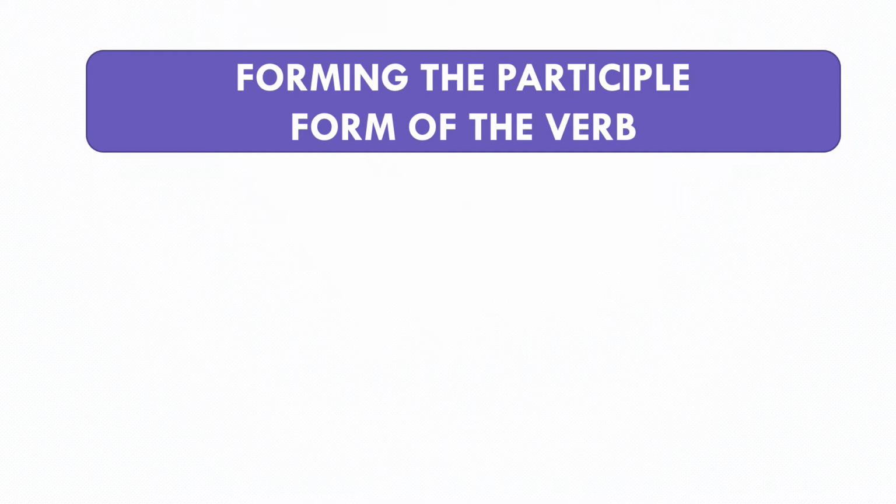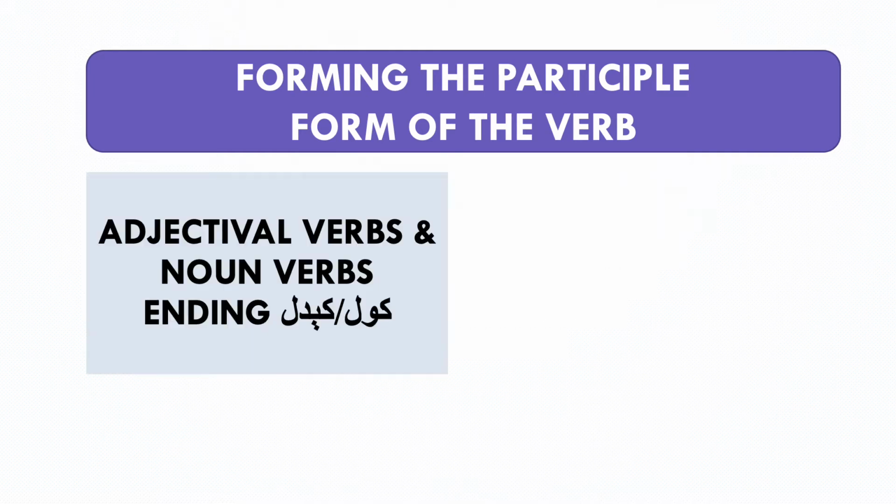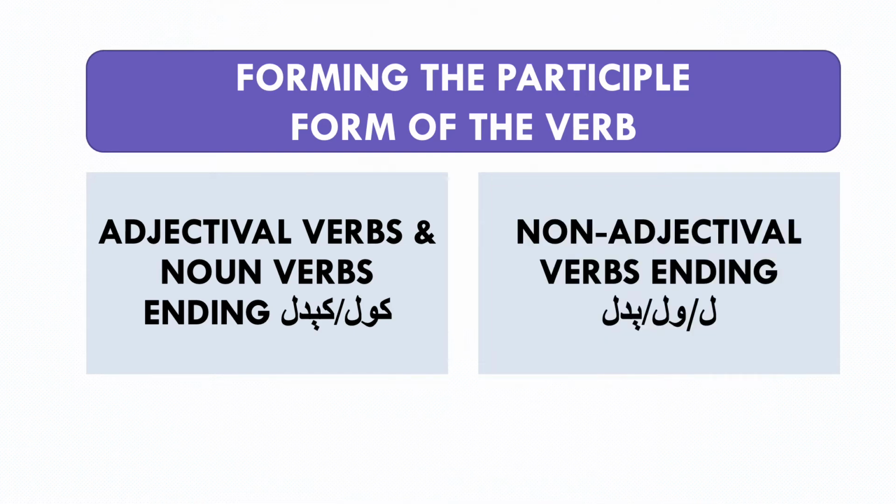Forming the participle form of the verb. In order to compose the participle form of a verb, or in other words, the perfect form of the verb, we have to divide the verbs into two categories: adjectival verbs and noun verbs ending kedal or kawal, versus non-adjectival verbs ending yedal, wal, and lam verbs.